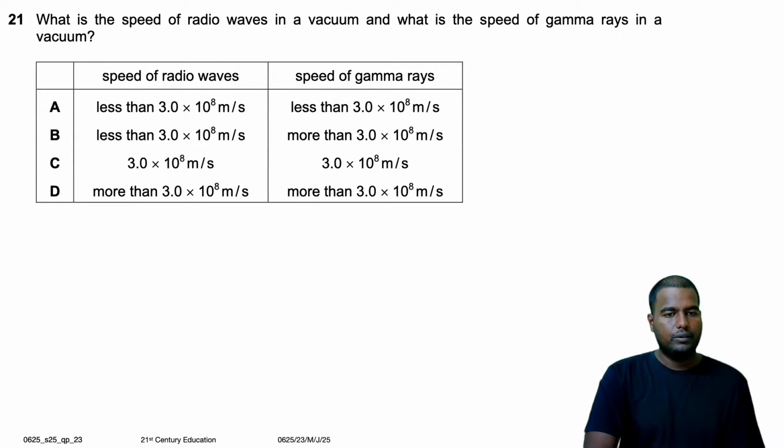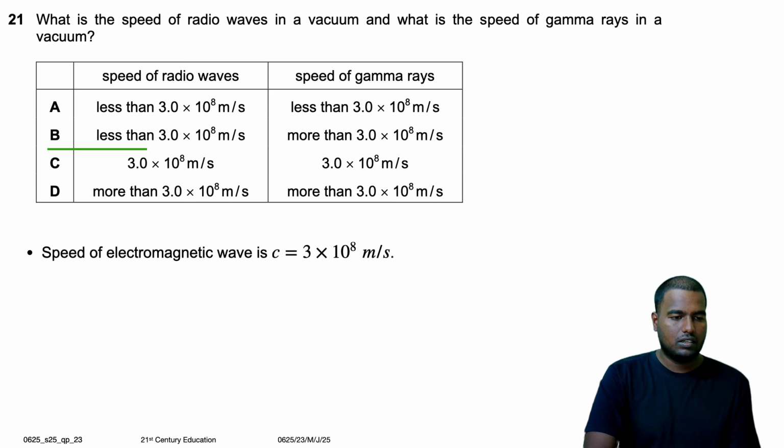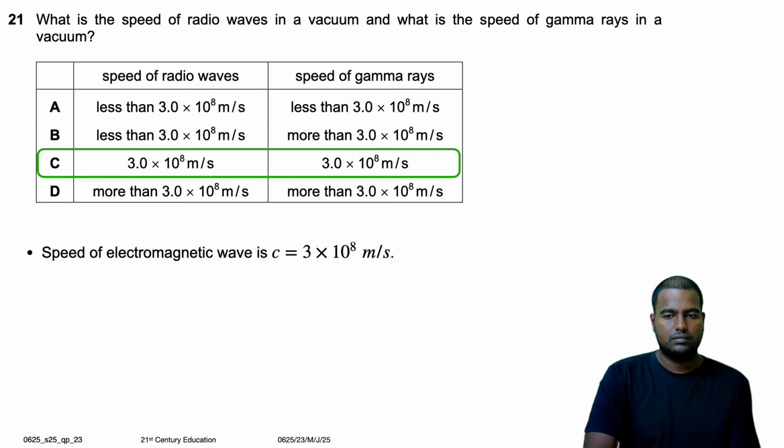What is the speed of radio waves and gamma rays? Both are 3 × 10^8 meters per second. It's the constant speed of an electromagnetic wave.